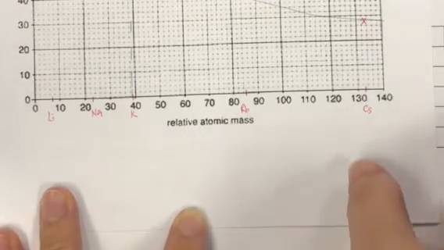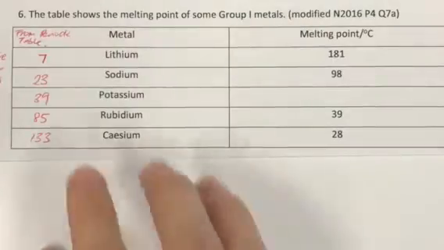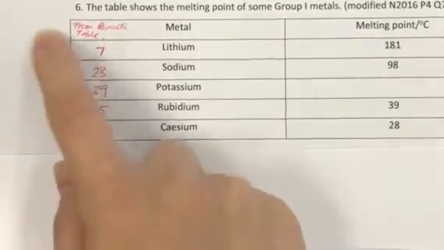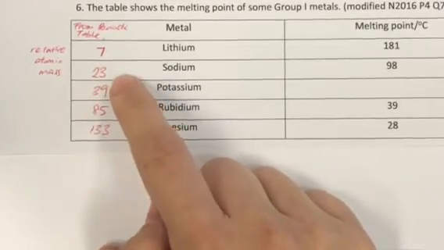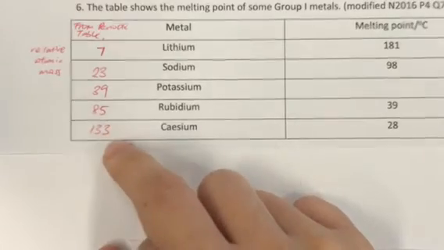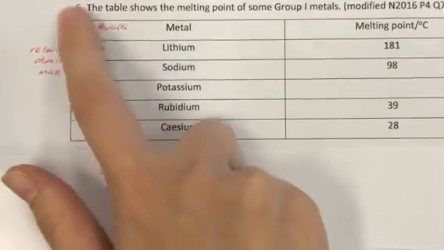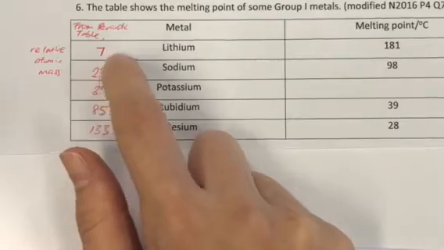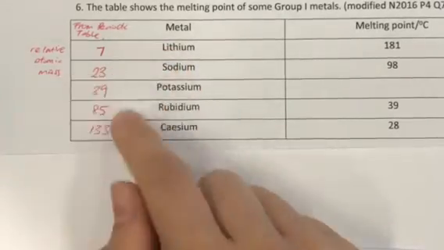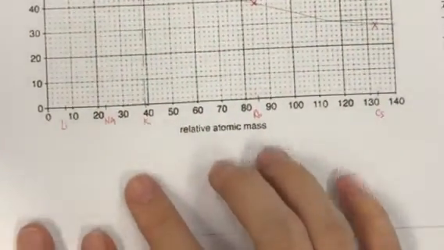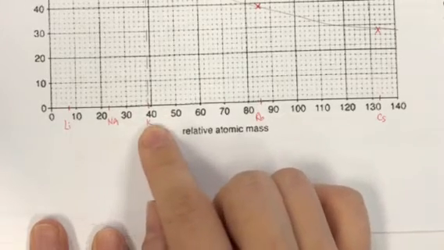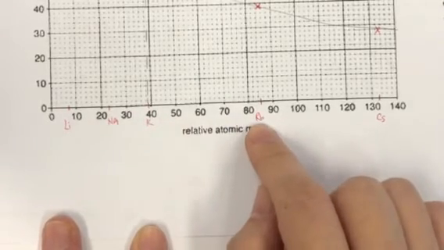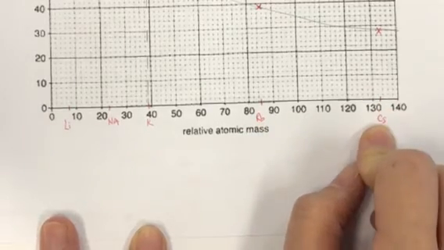If you go to your periodic table, the periodic table shows that the relative atomic mass is the number at the bottom. So it will be 7, 23, 39, 85, and 133. This is from the periodic table looking at the bottom of the element. Once we have these numbers, we transfer them to the bottom here. So this is lithium with 7, sodium with 23, potassium with 39, rubidium with 85, cesium with 133.